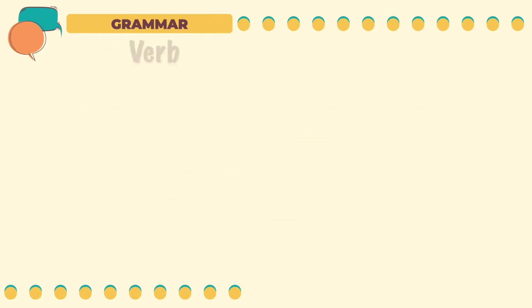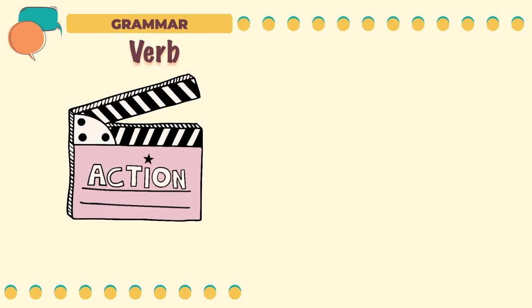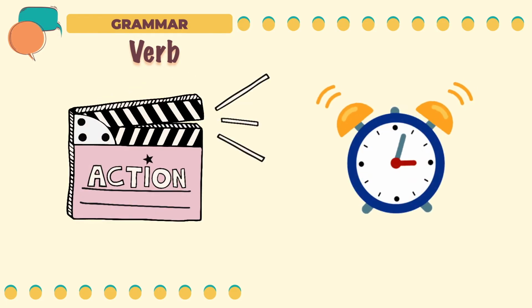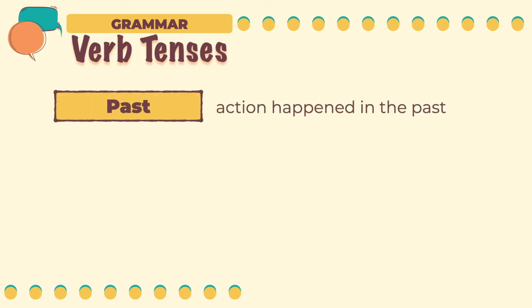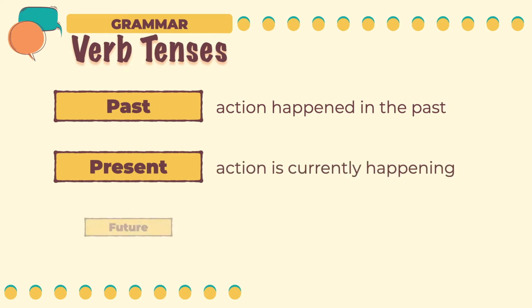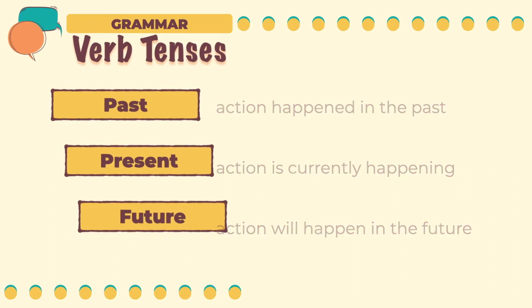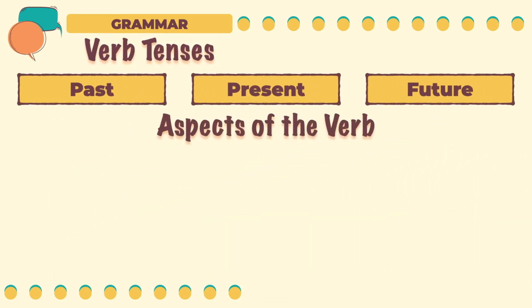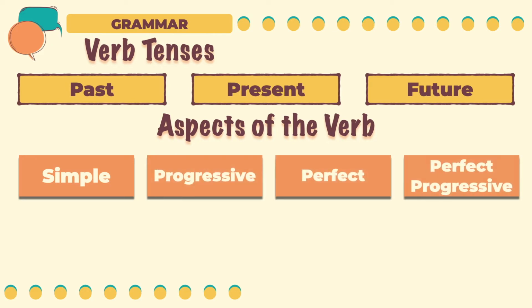The general definition of a verb is that it expresses action, but bear in mind that verbs express not only action but also time. The time element in the verb is called tenses. A verb is in past tense if the action happened in the past. It is in present tense if the action is currently happening. The verb is in future tense if the action will happen in the future. Each of these tenses has four aspects: simple, progressive, perfect, and perfect progressive.